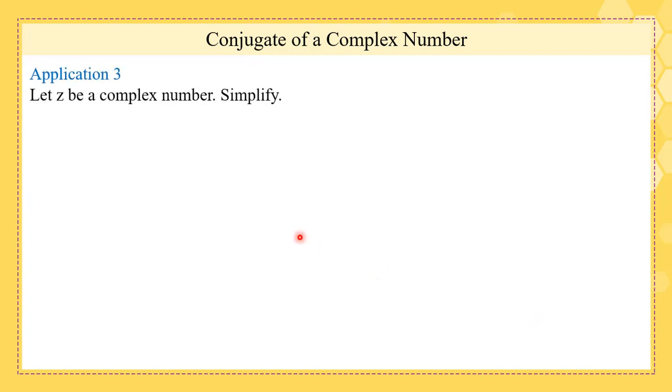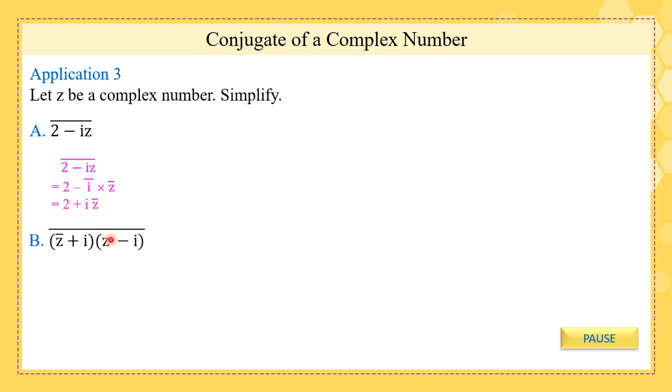Now also z is a complex number, and you need to simplify. Try to simplify this expression alone. Take your time. Okay, if we distribute it, we get 2 minus i bar times z bar, because here we have a multiplication between i and z, so we can distribute the bar, and we know that i bar is minus i, so this becomes 2 plus i z bar. Now this expression, try also to do it alone.